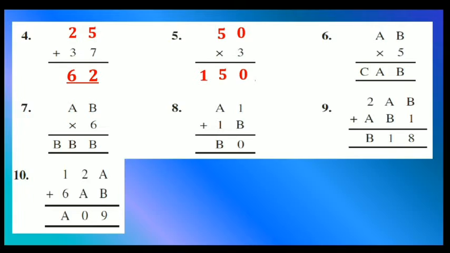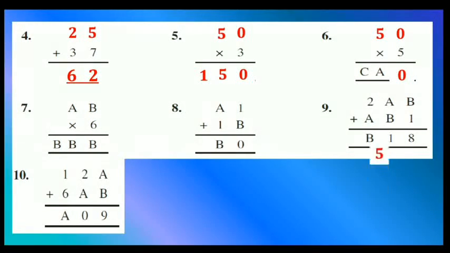Next, AB multiplied by 5 gives you CAB. A similar case, here 5 multiplied by which number gives you 5 in the ones place? So you take 5, or 0. So 0 into 5 is 0. Then 5 multiplied by 5 gives you 25. Carry over 2 is your C, that is 250.